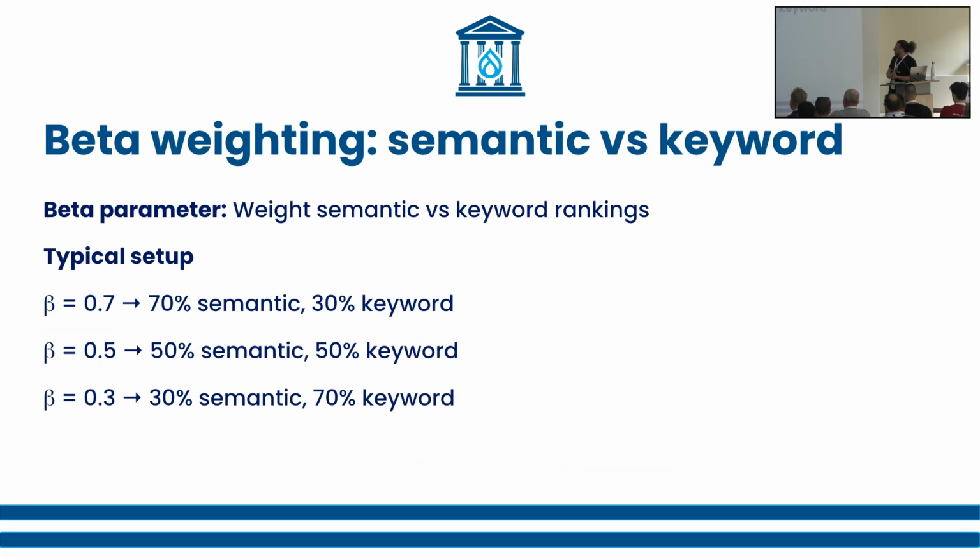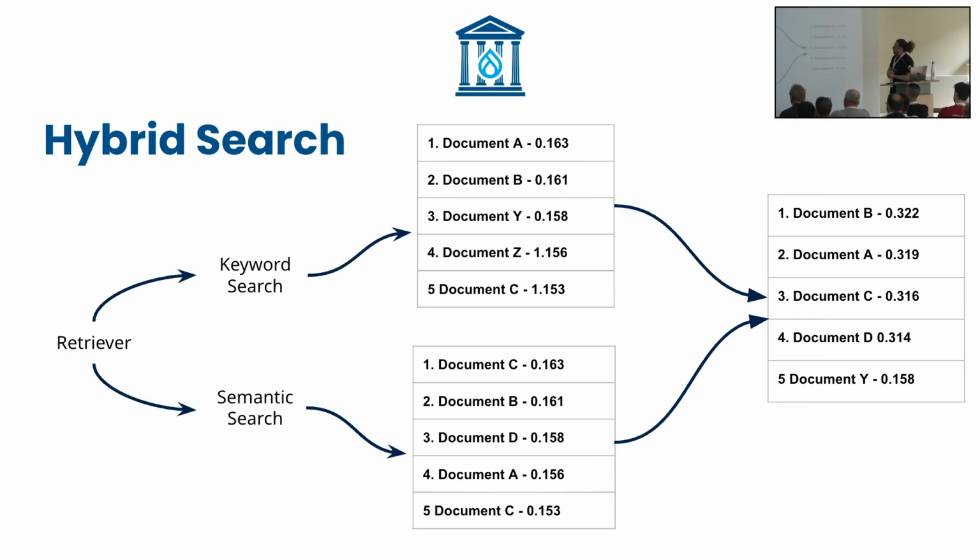Then we can set up the beta weighting, so we can decide if we want to give more weight to the semantic search or to the keyword search. So the higher the beta weighting is, the more priority we give to semantic search. 0.7, for example, is 70% semantic search, 30% keyword. 0.5 is 50-50. 0.3 is 30% semantic and 70% keyword. So then it will look like this.